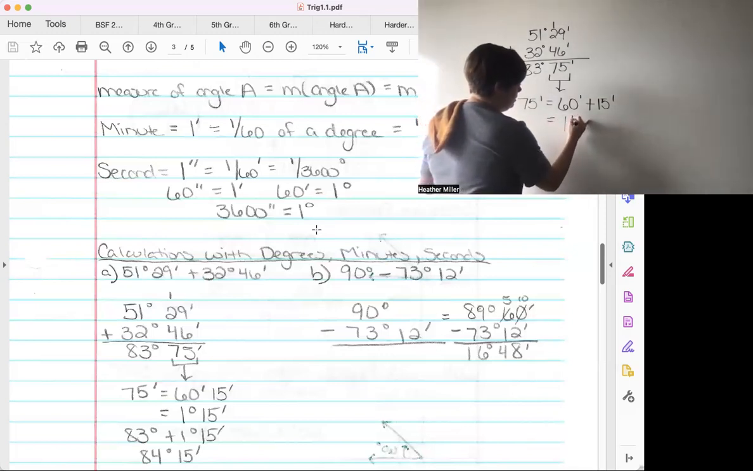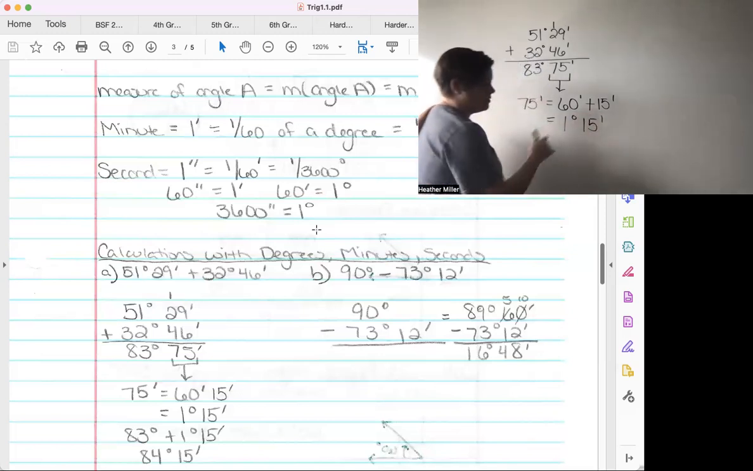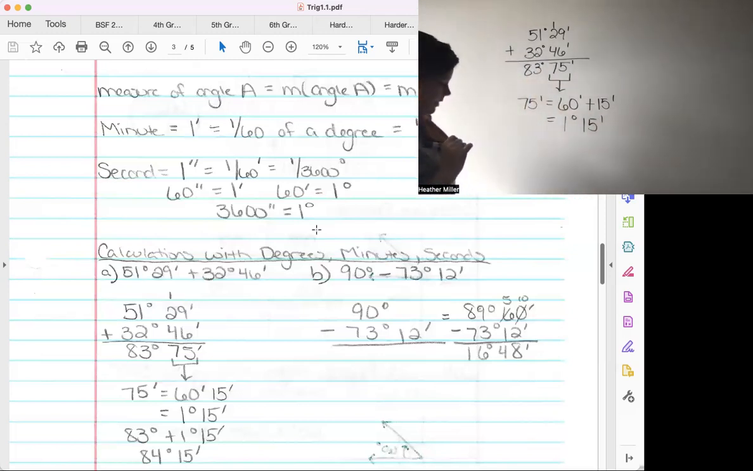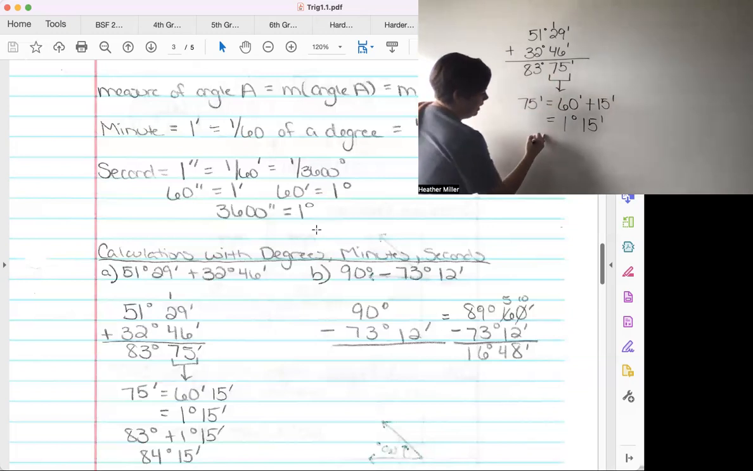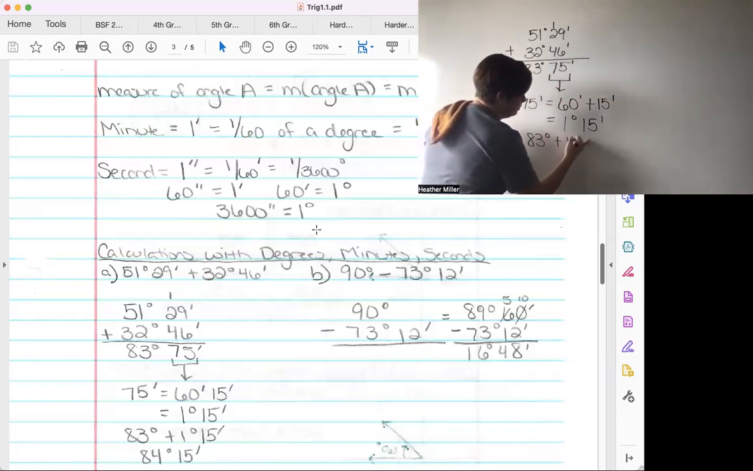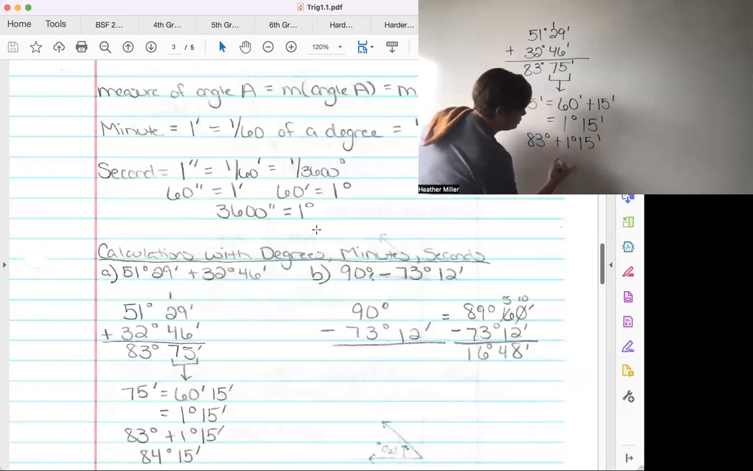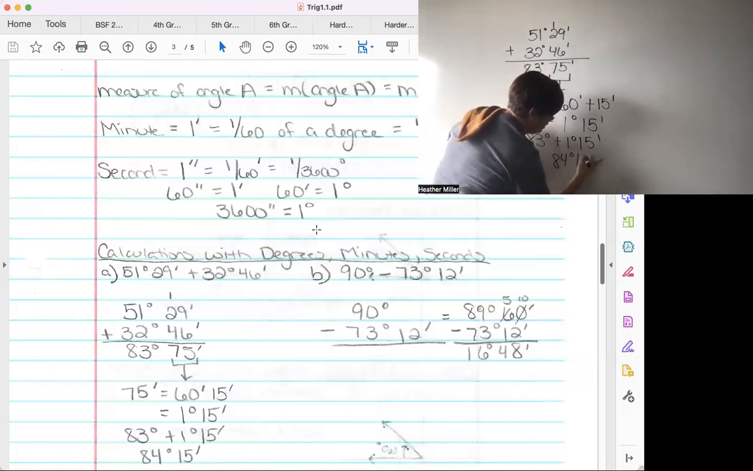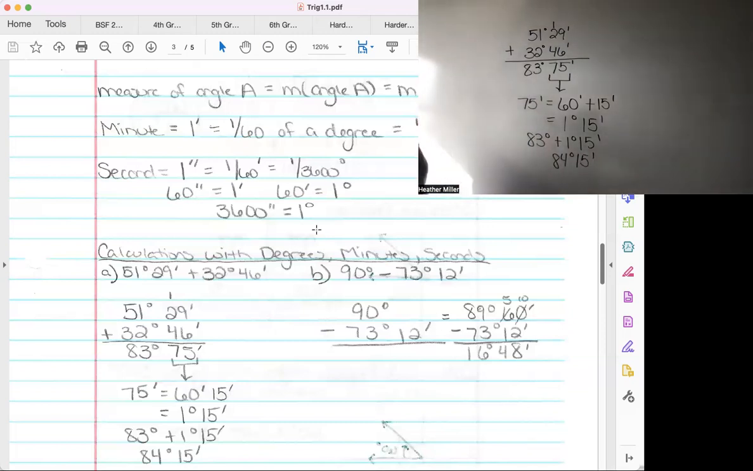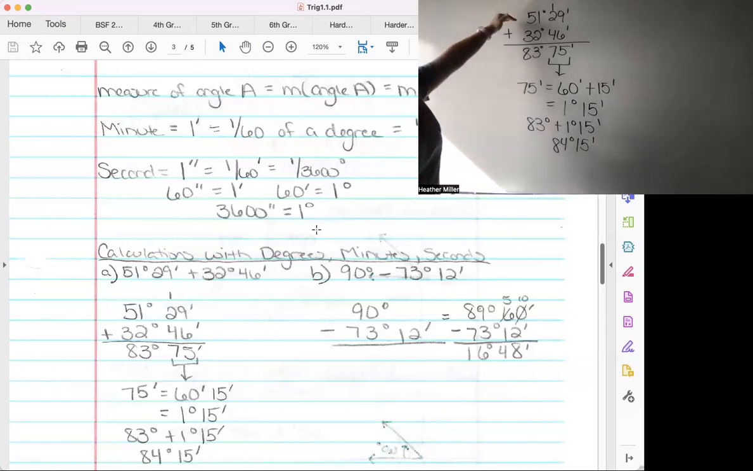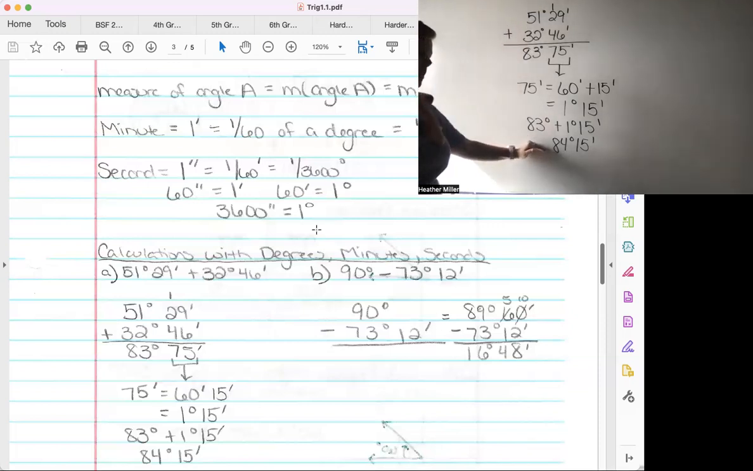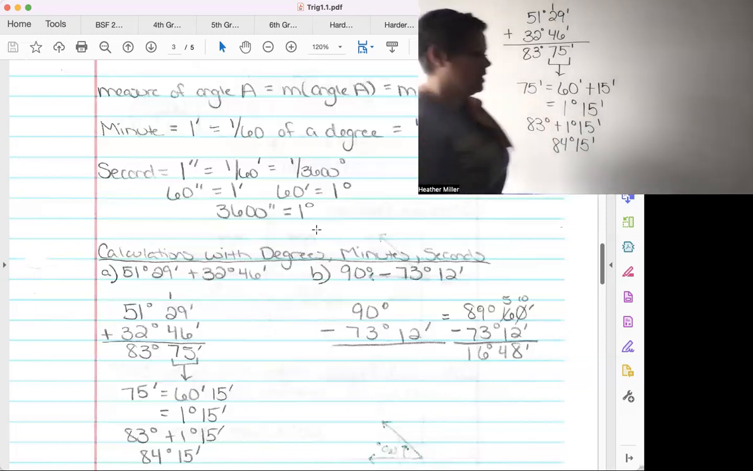Which is 1 degree and 15 minutes, because there's 60 minutes in a degree, right? So instead of 83 degrees, 75 minutes, what we actually have is 83 degrees plus 1 degree, 15 minutes, which is 84 degrees and 15 minutes. Ooh, almost ran out of the screen for you there. So if I take 51 degrees, 29 minutes, plus 32 degrees, 46 minutes, in the end, I'm going to get 84 degrees and 15 minutes.